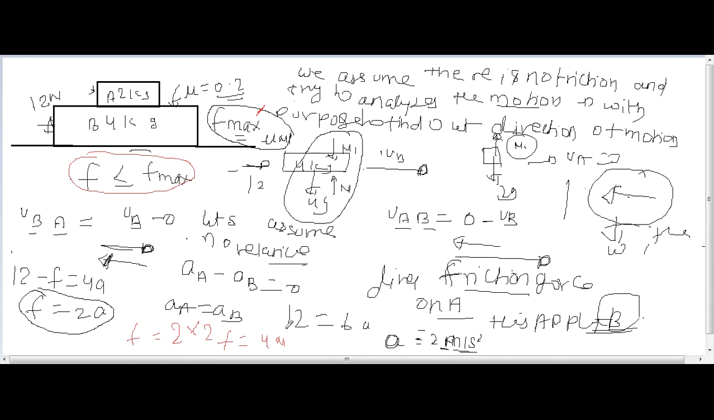The maximum required friction is 4 Newton, and the maximum value of friction is also 4 Newton. So this inequality is satisfied. So acceleration of both block A and block B is 2 meter per second square. So you should look at the difference. In the first question, what is the difference? In the second question, what is the difference?